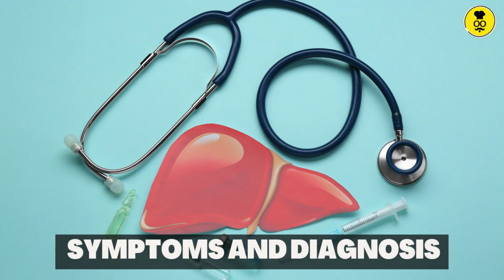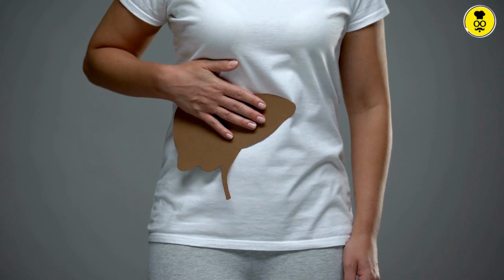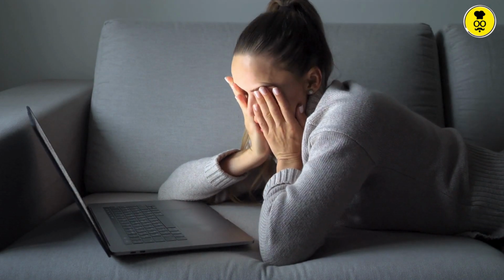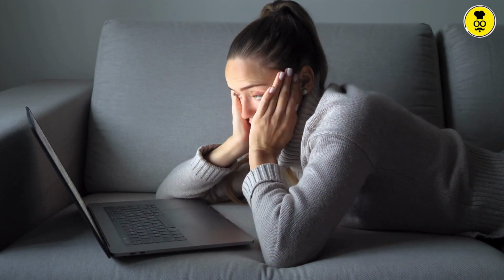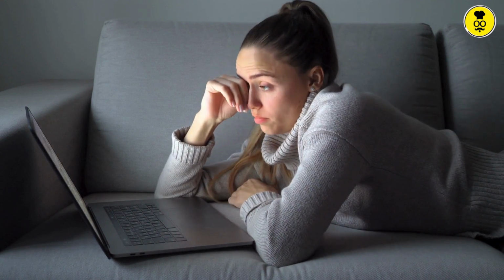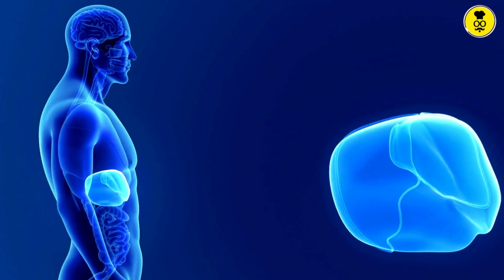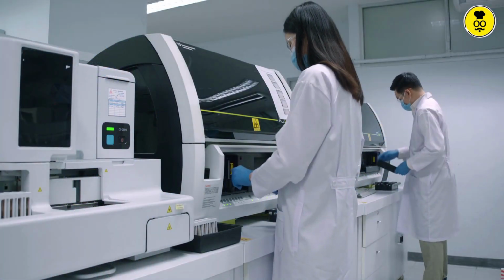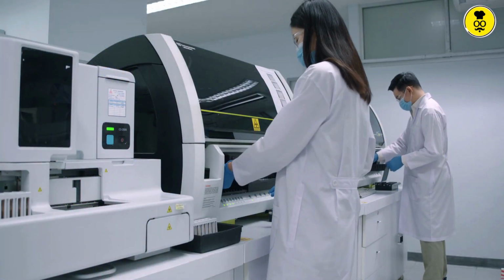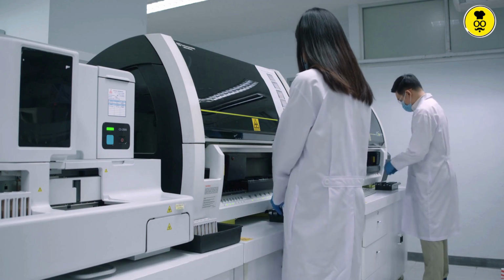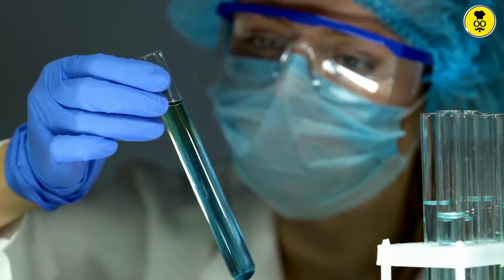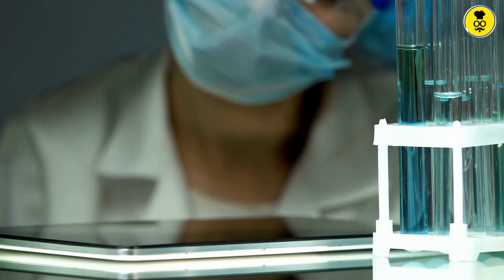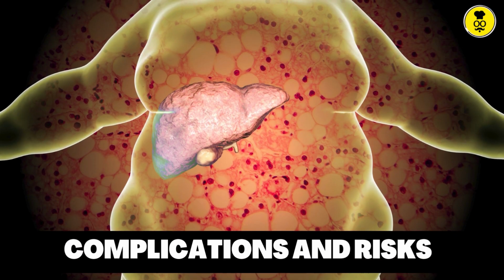Symptoms and diagnosis. Fatty liver disease is a condition that can manifest in various ways. It can present with an array of symptoms, from persistent fatigue and abdominal discomfort to jaundice. We'll explore the common symptoms and detail the diagnostic methods that medical professionals employ to identify the condition. From blood tests to imaging techniques and even the intricacies of liver biopsy, we'll provide a comprehensive understanding of the diagnostic process.